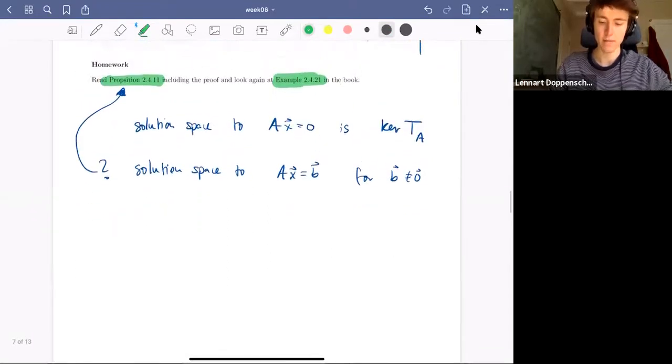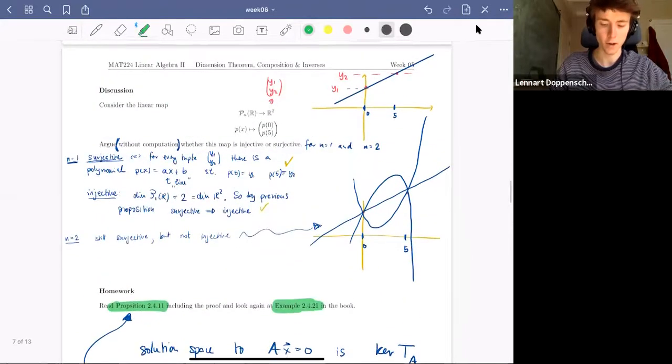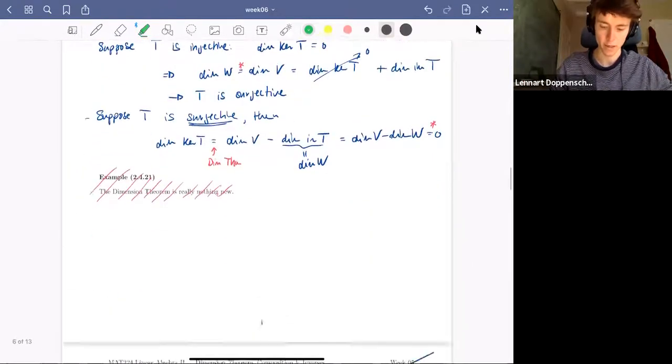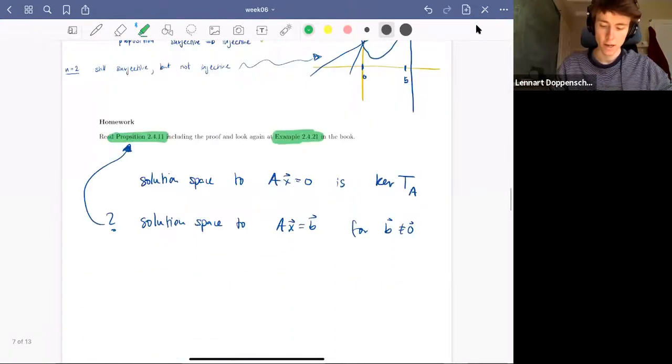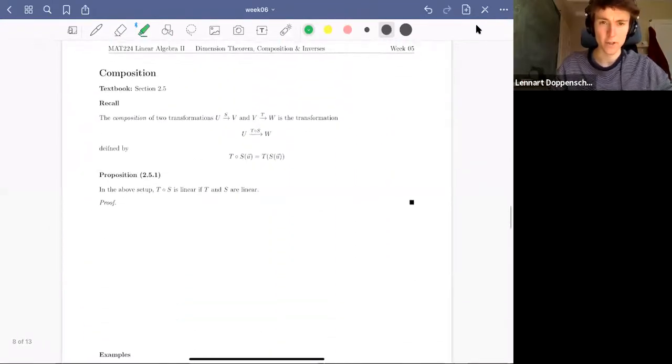Okay, so this is the end of the dimension theorem. I think we've seen quite a bit and we've done different gymnastics with this. If there are no questions about what we did in this section, then I want to move on to composition, because this is something very essential and crucial that we need to talk about.